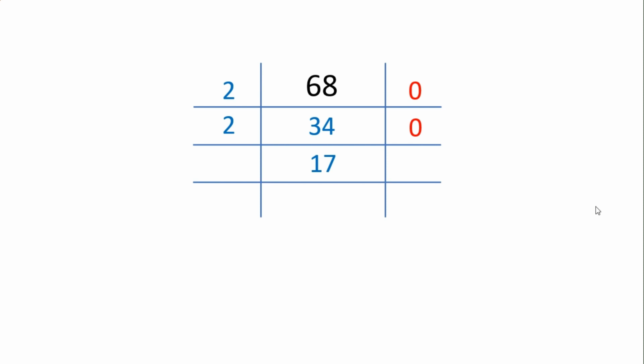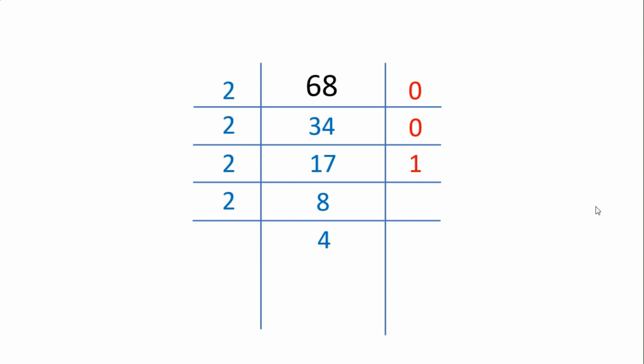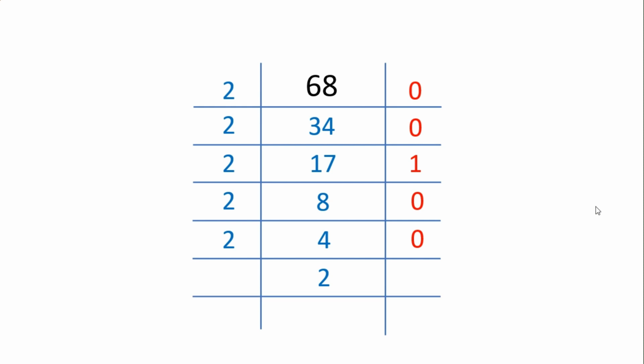Draw these straight lines. Keep dividing it by 2. So 2 times 34 is 68. Remainder is 0. Then I write 2 to the left. 2 times 17 is 34. Remainder is 0. Again 2 times 8 is 16. Remainder is 1. Again 2 times 4 is 8. So remainder is 0. 2 times 2 is 4. Remainder is 0. 2 times 1 is 2, remainder is 0. So you keep on dividing until you get 1 here.